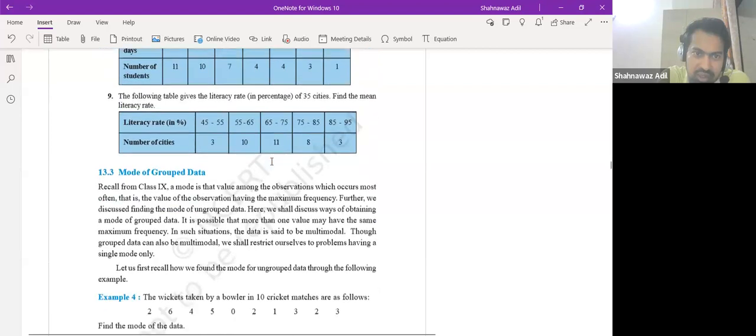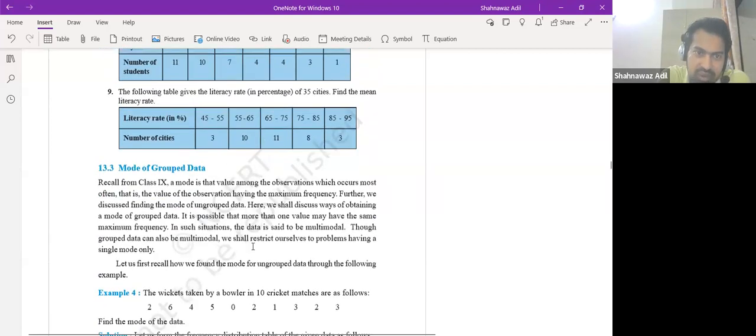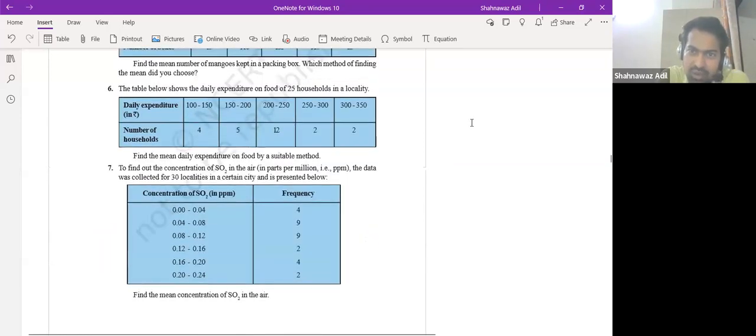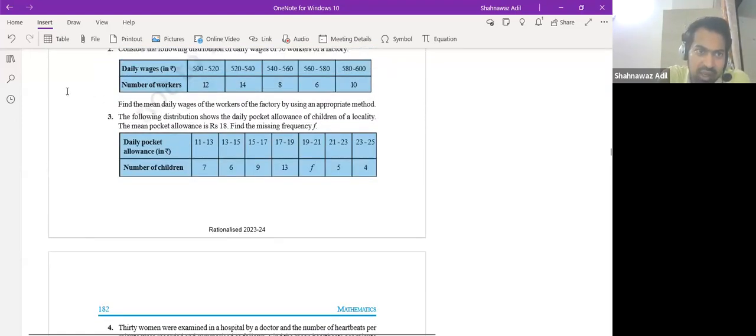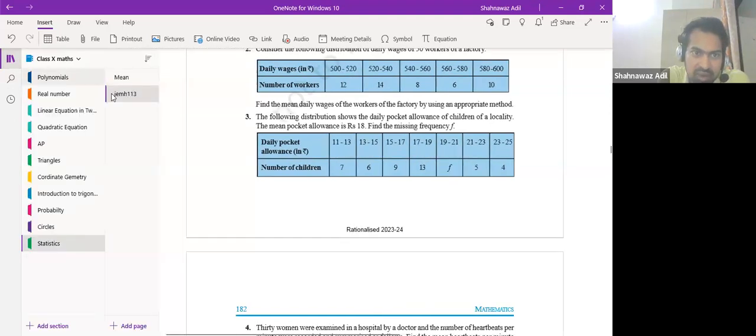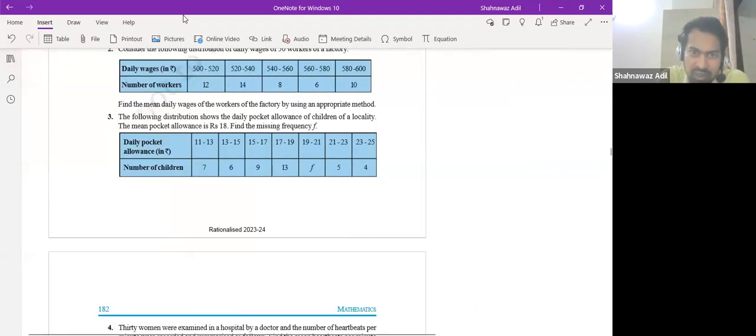Okay, so we will stop it here. In tomorrow's class, let us hope to quickly finish this one, and then we will start mode and then median. So then this chapter will be done. Guys, start revising, start practicing, otherwise you will forget whatever you have done.